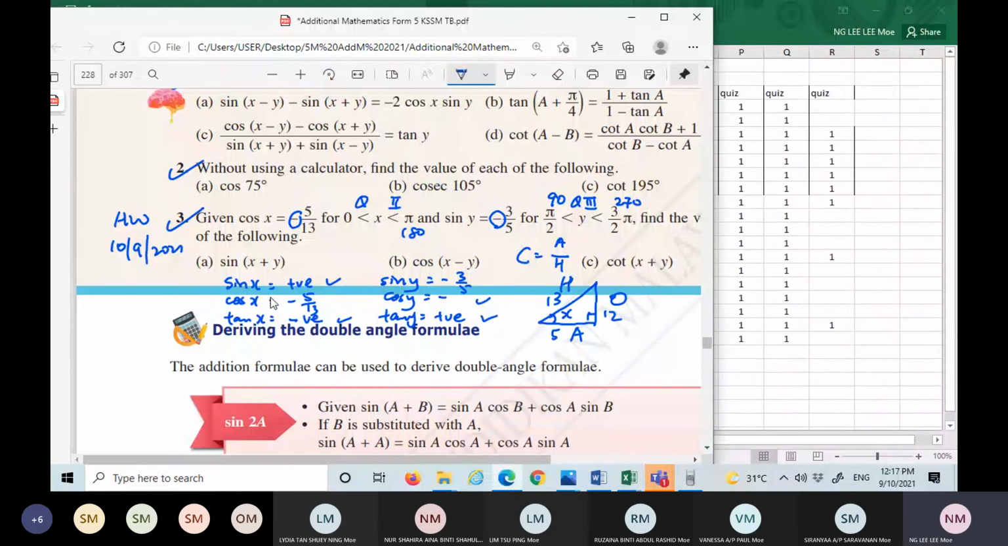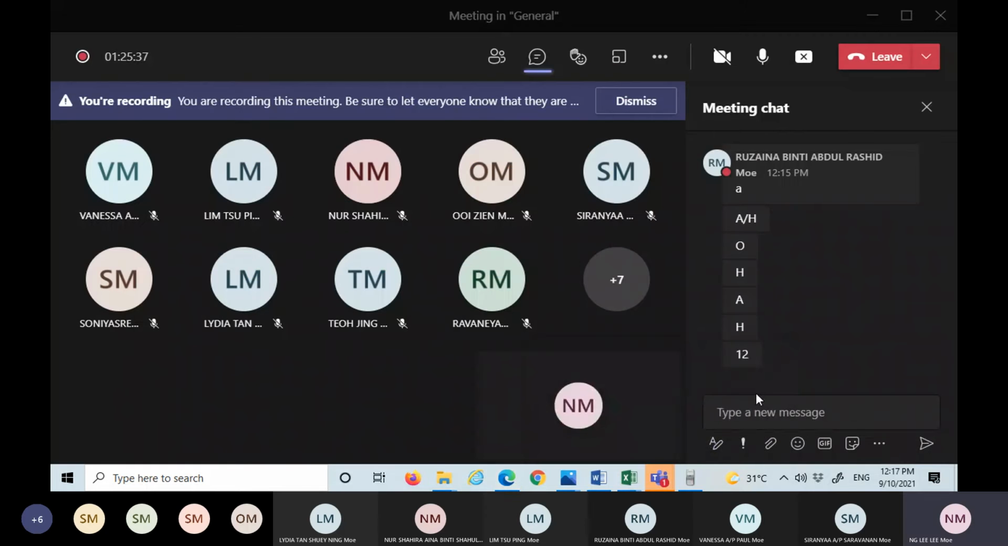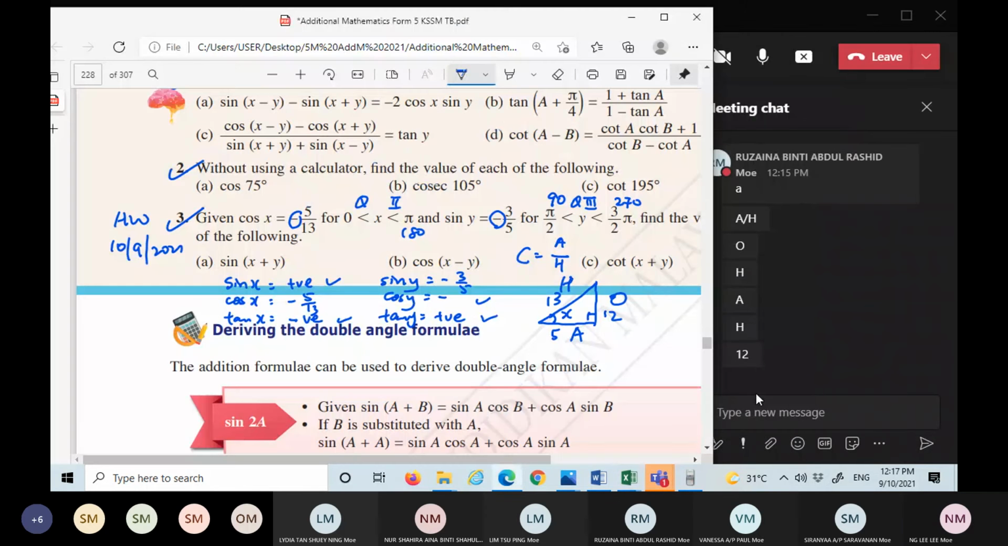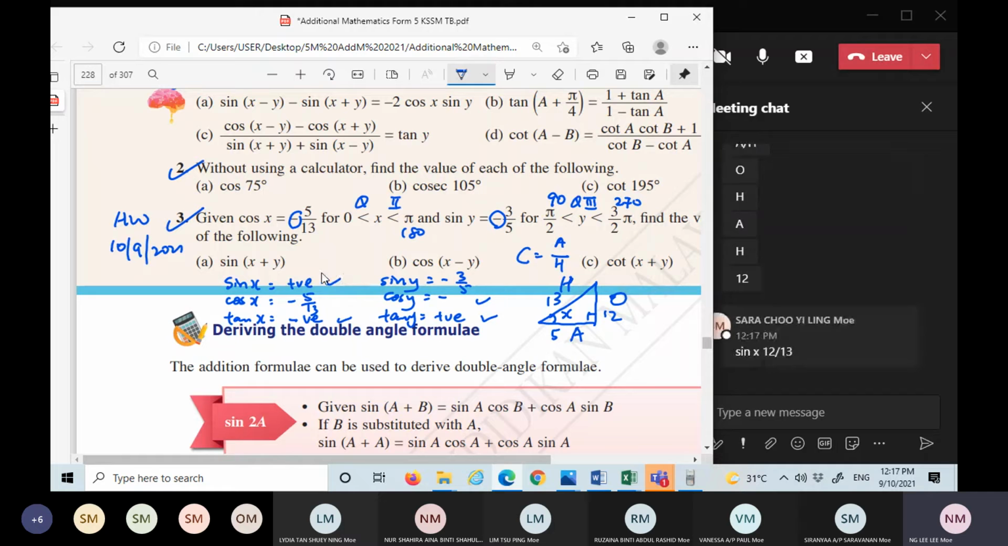Can you tell me what is sine x? Type: sine x is what? Tangent x is what? Remember the sign, positive or negative. Careful with the sign. Okay, sine x is 12 over 13. O over H, 12 over 13, correct. Tangent x is negative 12 over 5. O over A, 12 over 5. Okay, correct. Next we go to the y.